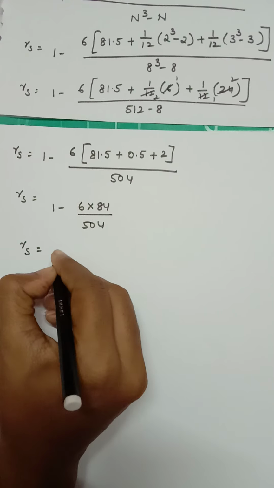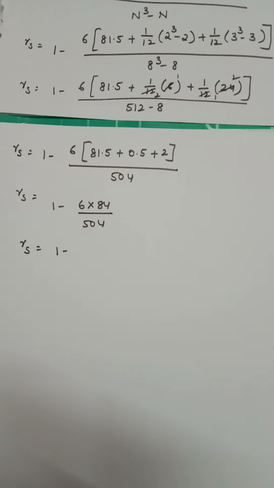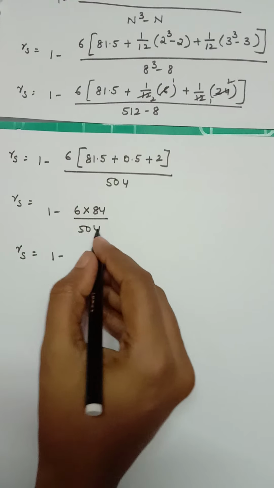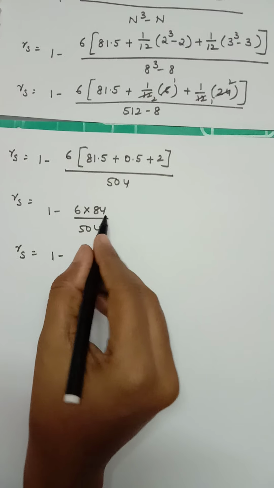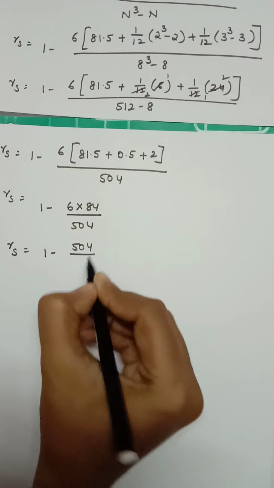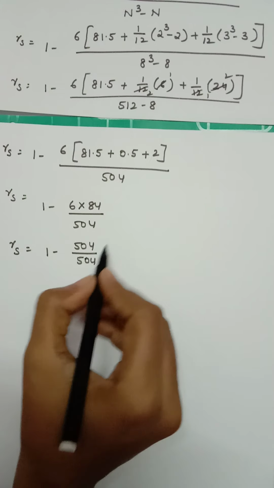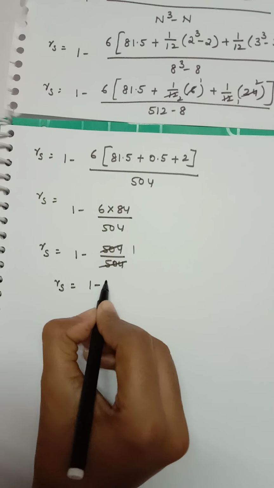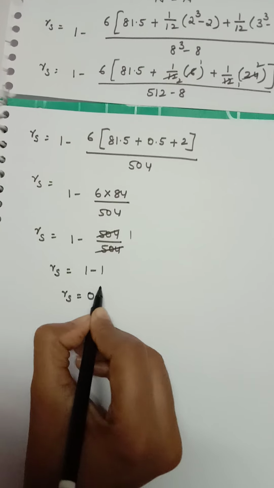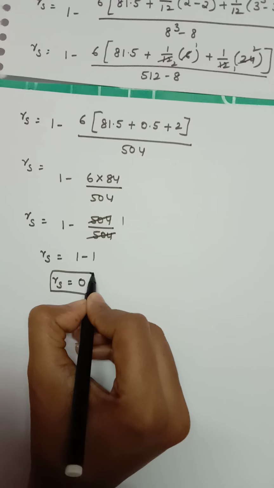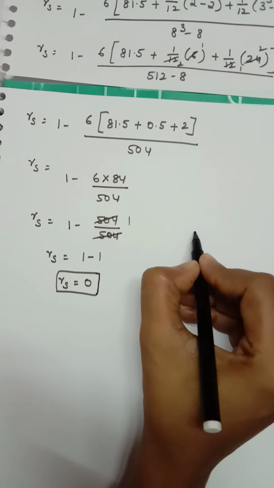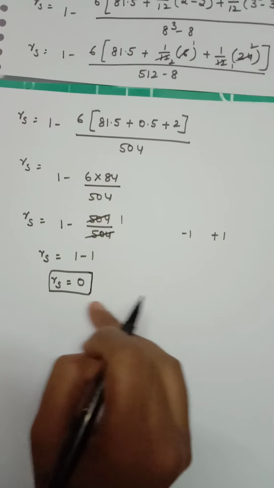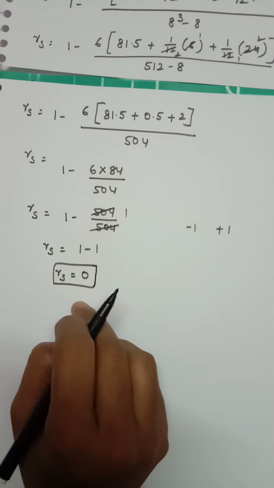RS is equal to 1 minus, if you multiply 6 into 84, you will get 504. The denominator is also 504, so they cancel, it becomes 1. RS is equal to 1 minus 1, so RS is equal to 0. This is the final answer we got. The correlation always lies between -1 and +1, so we got the correct answer. Thank you for watching my video.